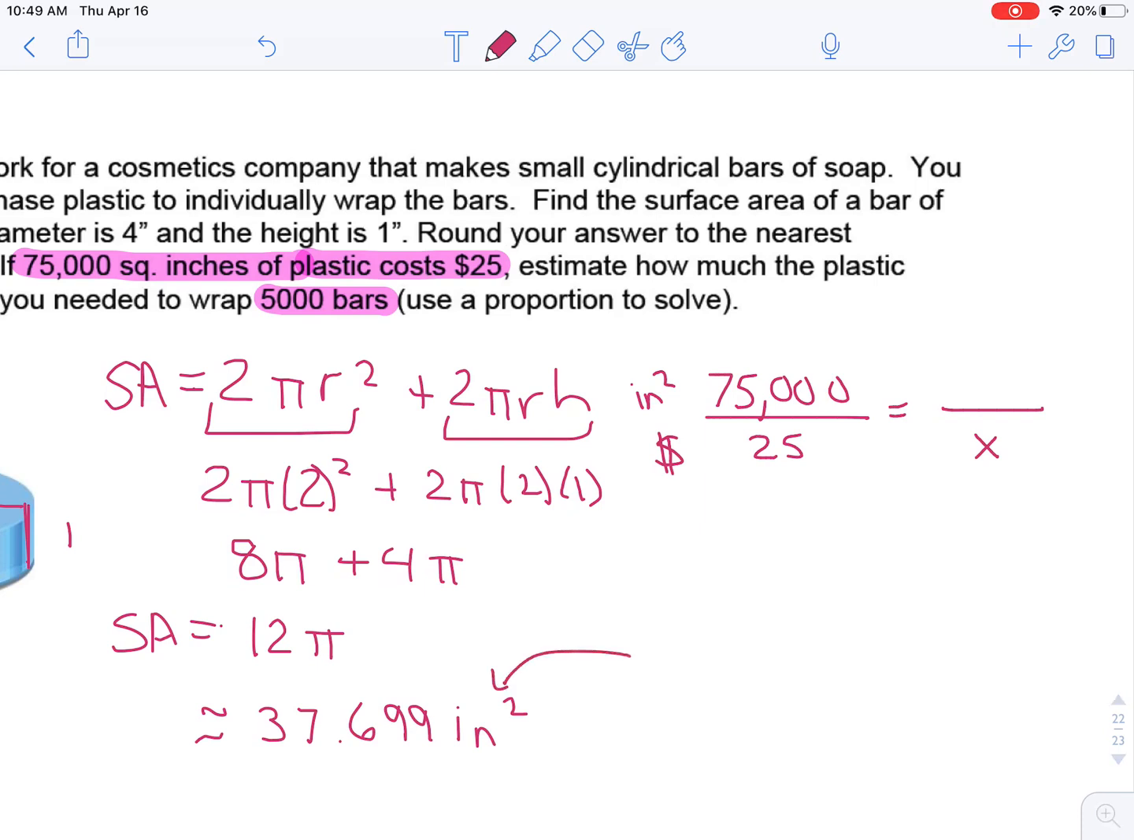okay, we got to figure out how much it's going to cost then to make 5,000 of these. So I need to take this value down here and times it by 5,000 of these. So I really need 37.699 times 5,000. I really need to figure out how much does it cost to buy 188,495 square inches.